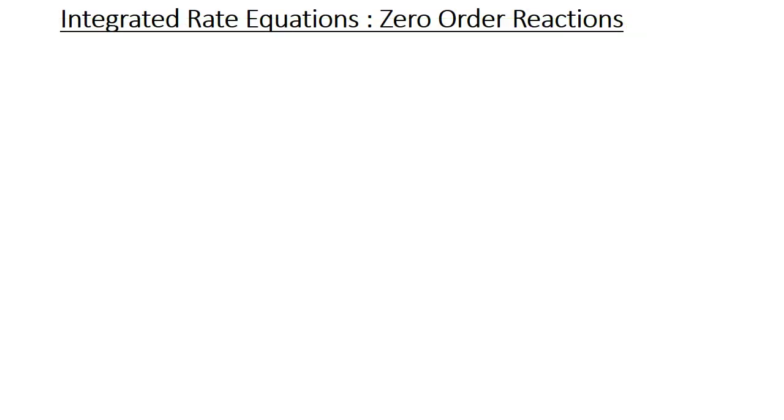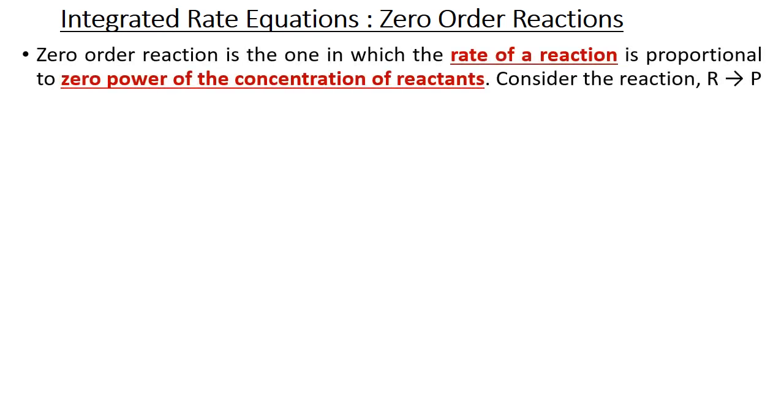Let us know how to derive an expression of rate constant for a zero order reaction. First, we need to remember what we mean by zero order reaction. Zero order reaction is the one in which the rate of a reaction is proportional to the 0 power of the concentration of the reactants. Let us consider a reaction where reactant R gives the product P.